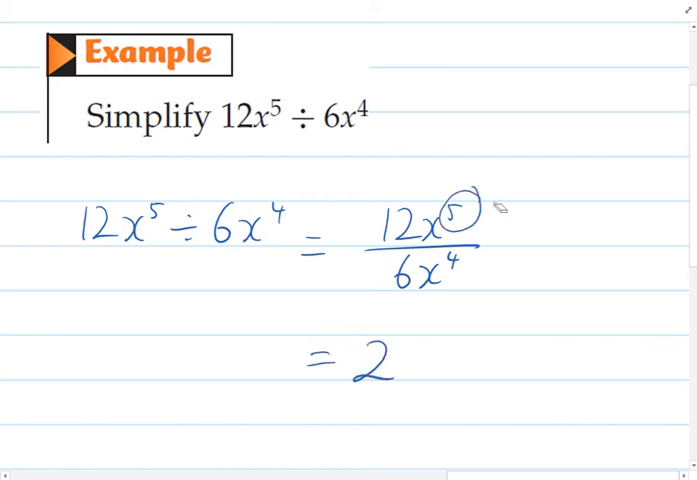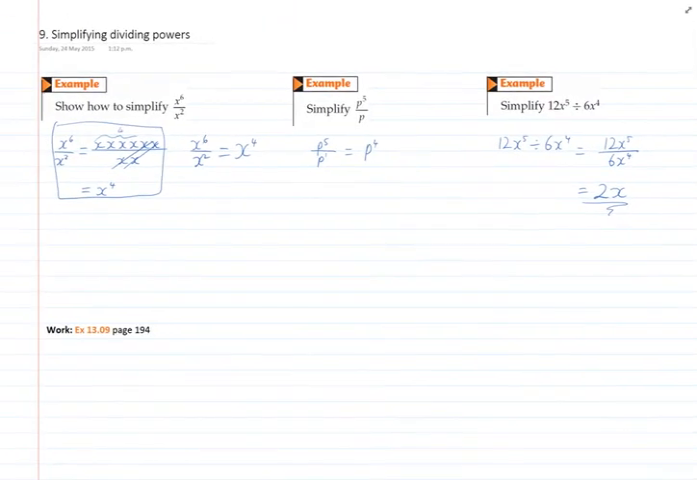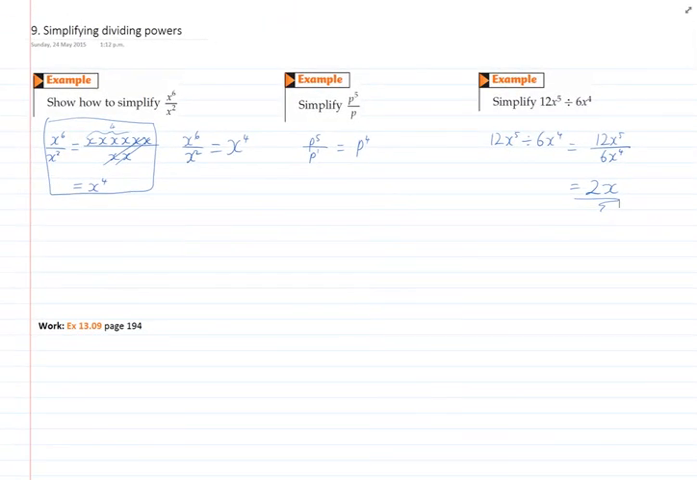And then we've got 5 x's timesing on the top, 4 x's timesing on the bottom. And so I've got x to the power of 1 left. But whenever we have x to the power of 1, we just write it as x. And so that's our final answer there. Okay, so just subtract those powers from one another when you're dividing these things, and that's how you simplify them.